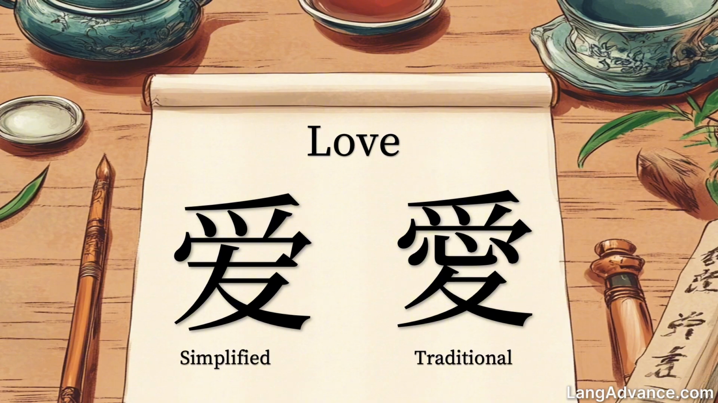In this case, love, 爱. On the left-hand side, you see the simplified version. On the right-hand side, you see the traditional version. Now, you will notice in the traditional character 愛, the central component includes a heart. This directly represents the concept of love. Now, in the simplified version, it is being replaced by 友, which is friend. And the character is simplified overall by removing a few strokes.